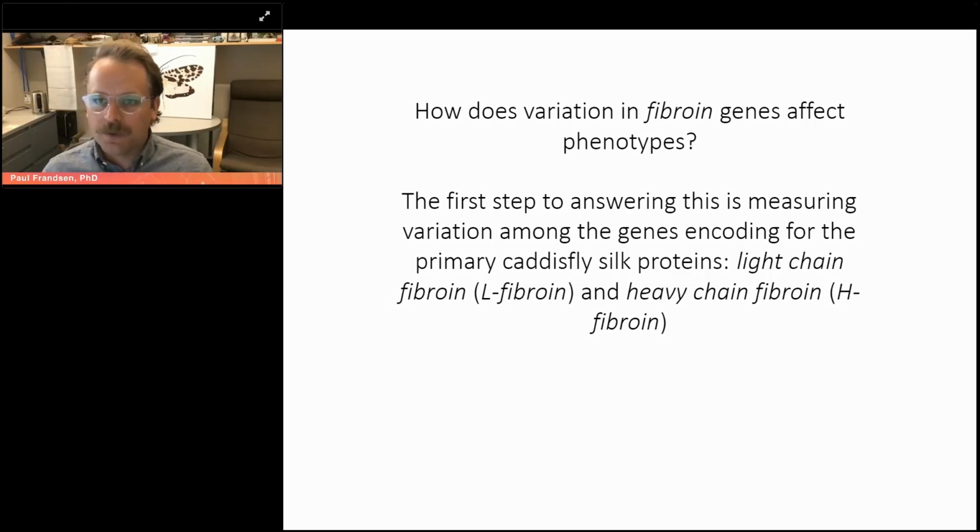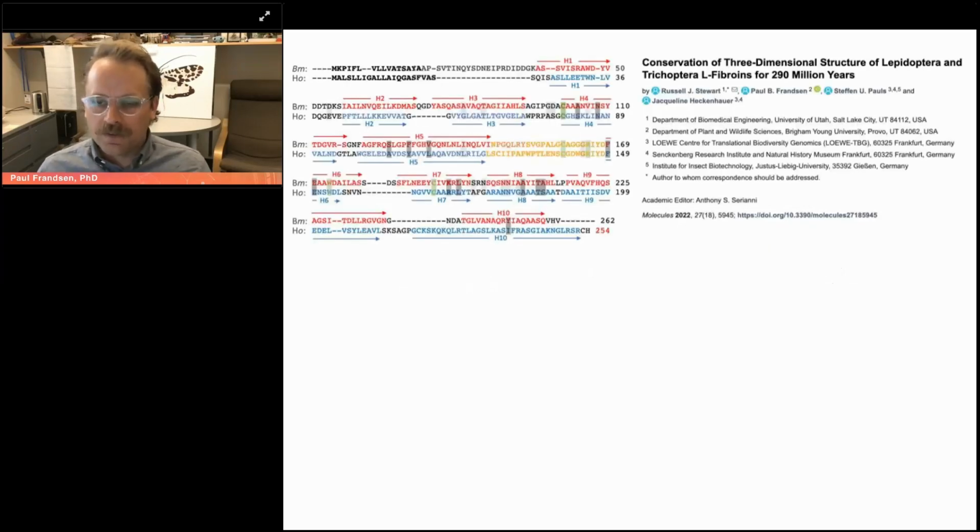Heavy chain fibroin, we think, forms the structure of the silk, while light chain fibroin kind of holds the silk together. The first step towards figuring out what these genes do is to measure the variation among those genes, and we've done some work on this. Some recent work that we've published looked at the conservation of the structures of light chain fibroins first. These are the simpler protein-encoding genes that we looked at.